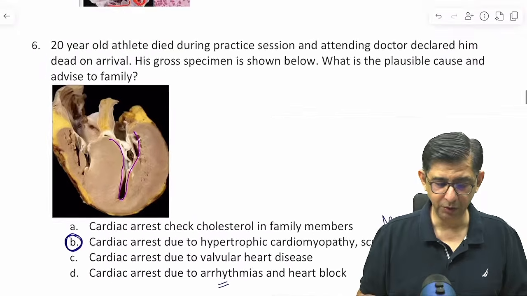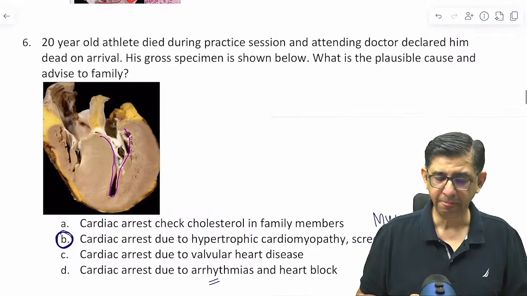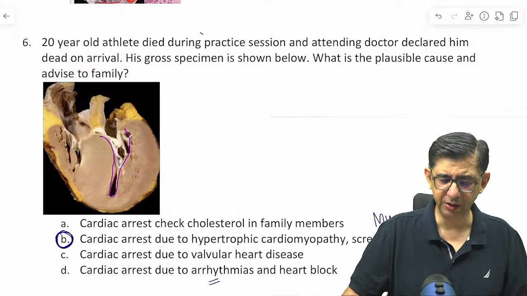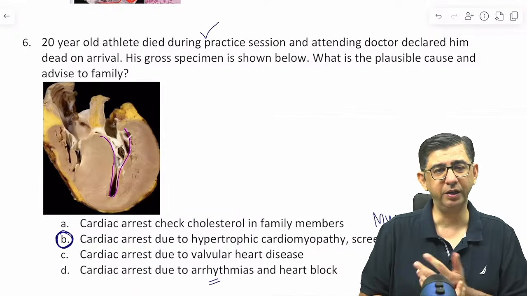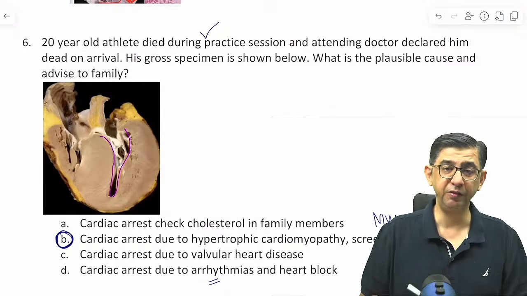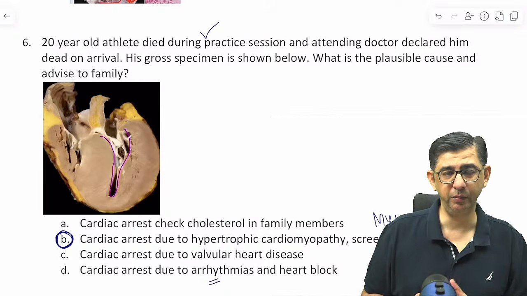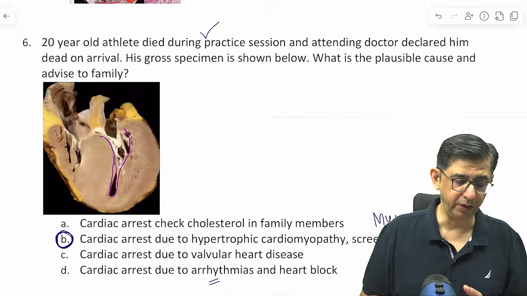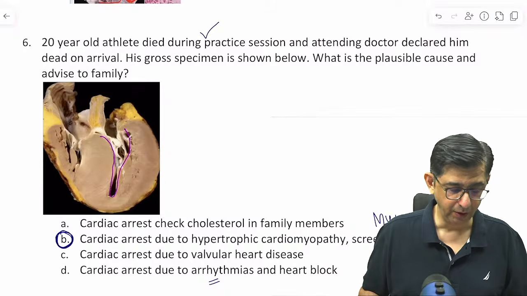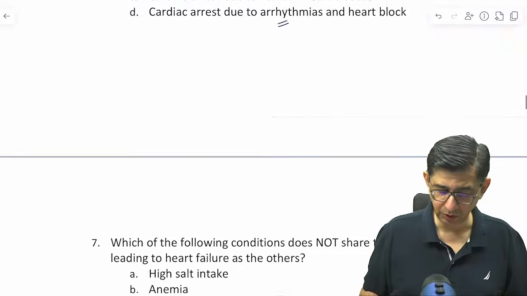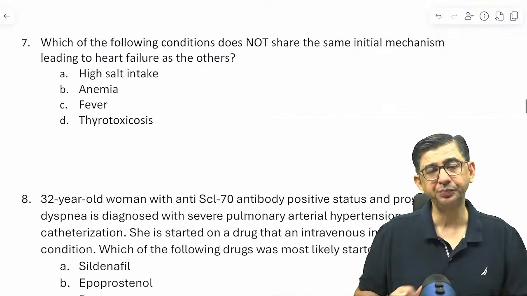So the answer to question number 6 is option number B. And that's the standard presentation. Guy died during practice session. Doctor declared him dead on arrival. If Harry says, why did he die? Then the answer is arrhythmia. I understand, but I hope I've been able to explain to you that the direct and the indirect causes had to be explained. Okay, so sixth is sorted, guys. We come to the seventh one.